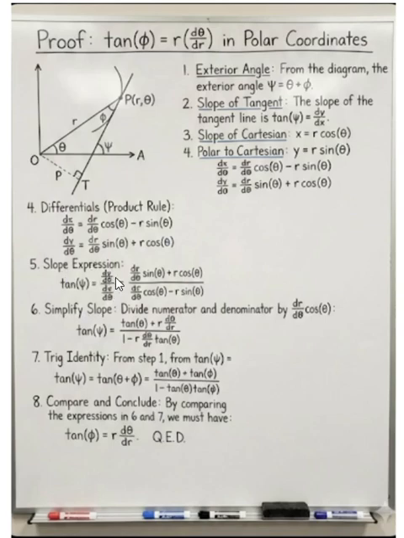Tan psi is equal to dy by d theta divided by dx by d theta. In the numerator you put the value of dy by d theta, and in the denominator you put the value of dx by d theta. After that, divide the numerator and denominator by dr by d theta into cos theta. Just to be clear why we are doing this, you will come to know at the end.